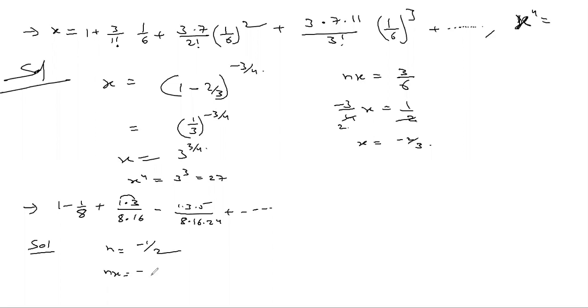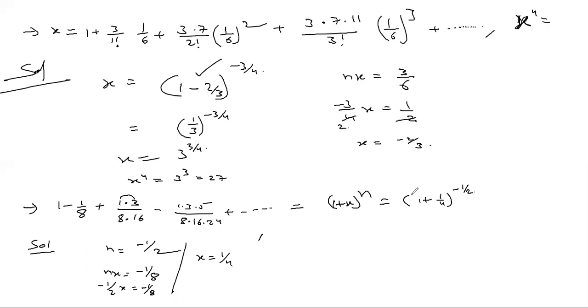Next, nx will be negative 1 by 8. Negative 1 by 2 x will be negative 1 by 8. So x equals to 1 by 4. So its answer will be 1 plus x whole power n. So it will be 1 plus 1 by 4 whole power negative 1 by 2. See here, that's why you are getting alternate positives, negatives. If all are positives, you'll get like this. Understand? So that's it. You can simplify that.